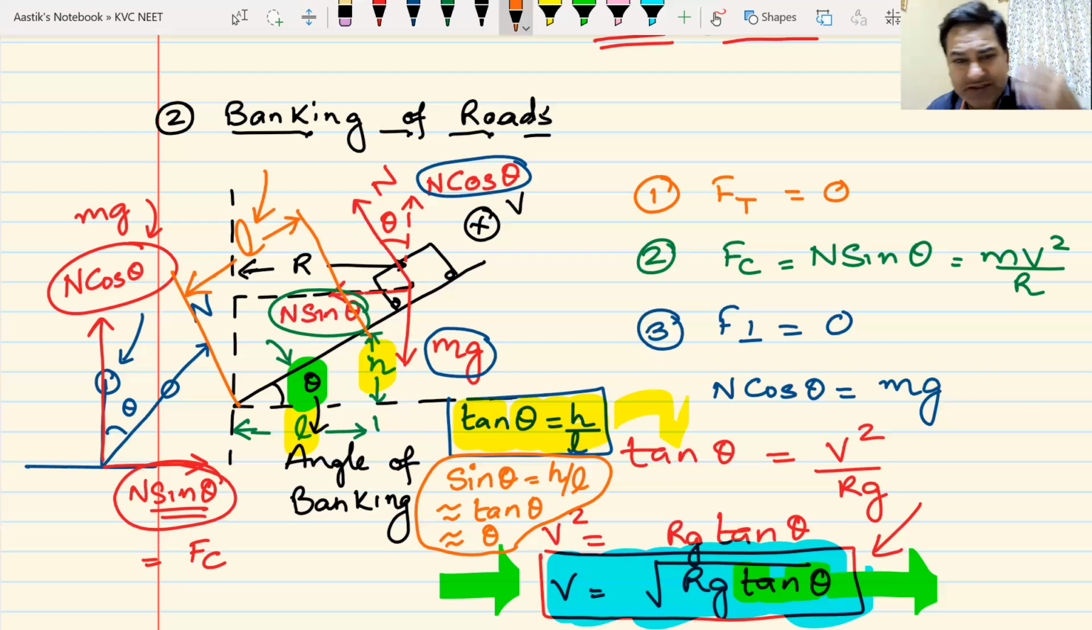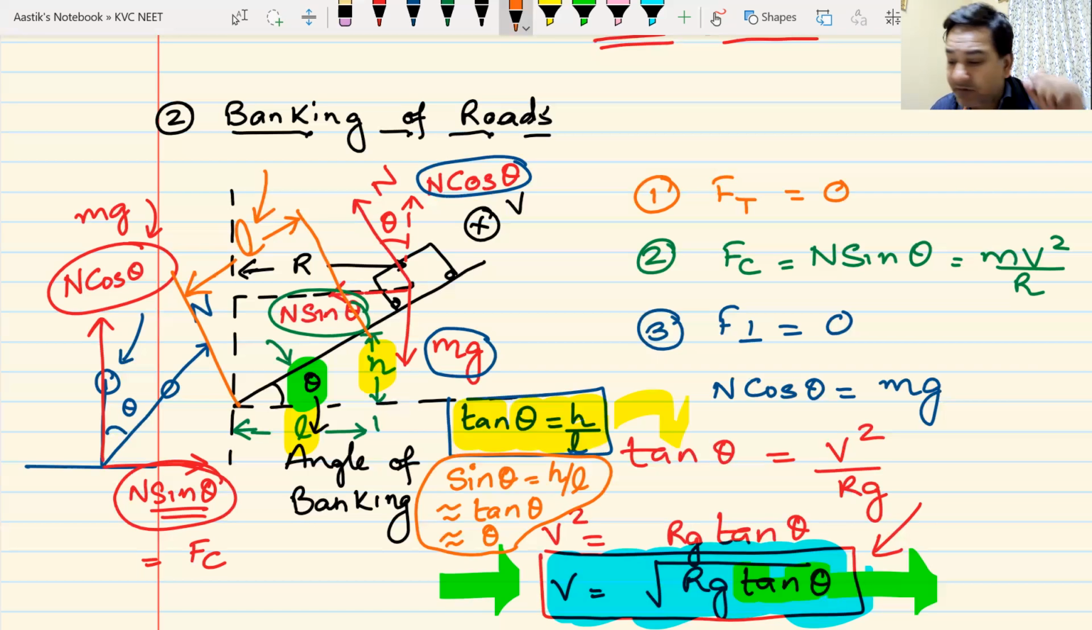For example, if theta is 30 degrees, then tan of 30 degrees will become 1 by root 3. But tan of 30 is 1 by root 3, while sine of 30 is only half. So the difference is more. 1 by root 3 is not equal to 1 by 2. But for smaller angles, sine theta and tan theta have approximately the same values, which is also the same as the value of the angle theta. So all three are equal.